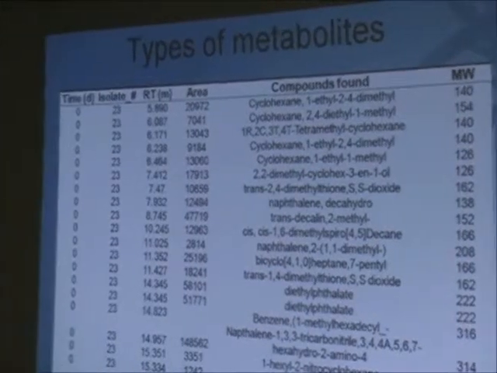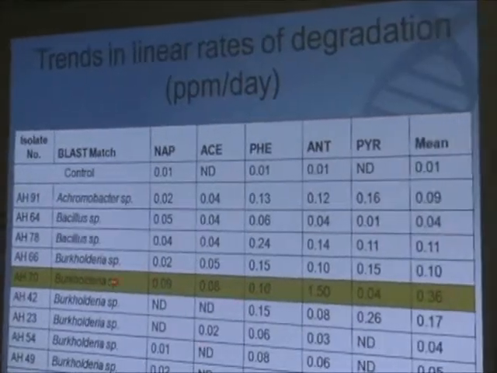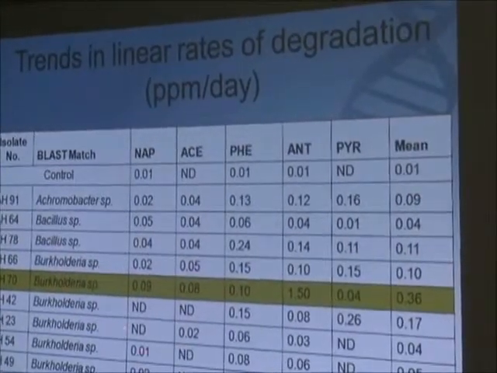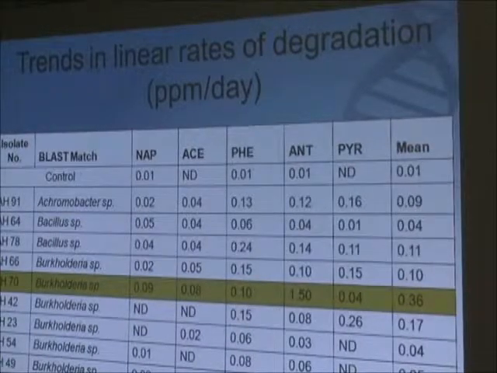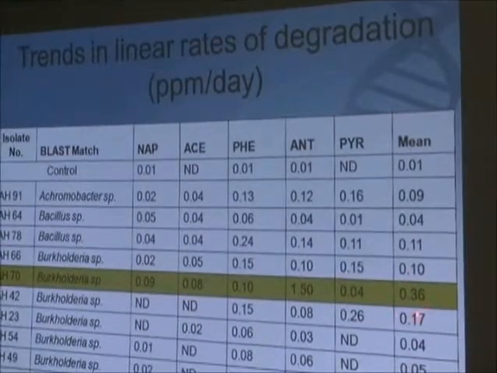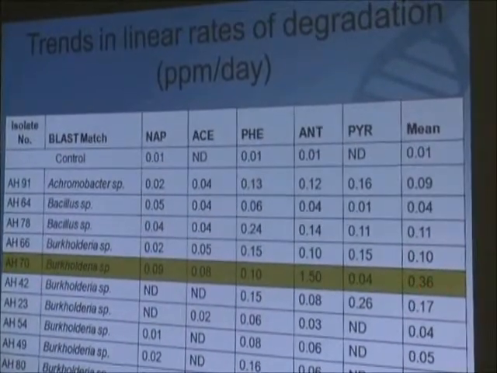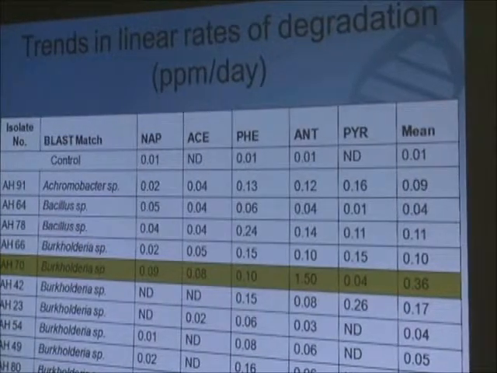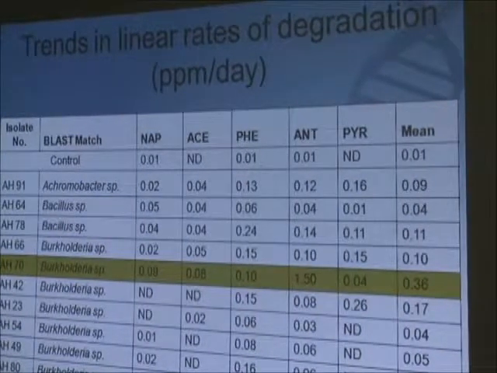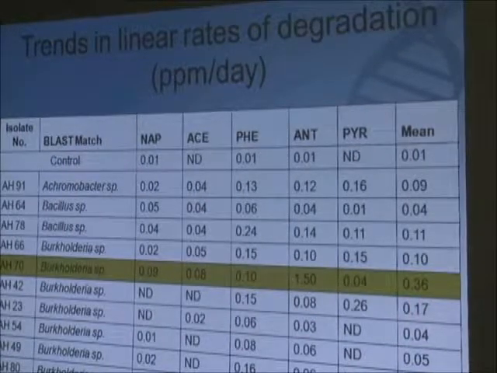So we wanted to find out what was this unique process that was taken. And again, let's look at the Burkholderias here. You'll see the majority. What I've represented here is like the ones that show the highest rates of degradation. And this one here, isolate 7, showed the highest rate of degradation, 0.36 parts per million per day degradation of the PAHs. We did 5 PAHs at this time. It was naphthalene, acenaphthene, anthracene, phenanthrene, and pyrene, right? And this is just an average overview, right?